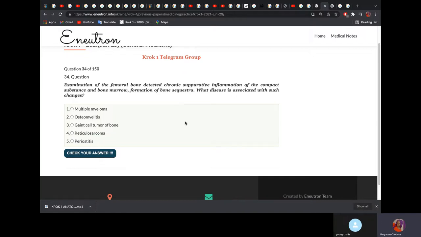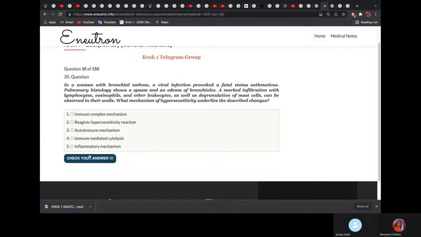Examination of the femoral bone detected chronic suppurative inflammation of compact bone structure and bone marrow. Once you see formation of bone sequestra, it will be chronic osteomyelitis. Oh, they already said chronic suppurative inflammation, so it's osteomyelitis. But they just talk about suppurative inflammation. They didn't mention bone sequestra formation. It will be acute osteomyelitis.